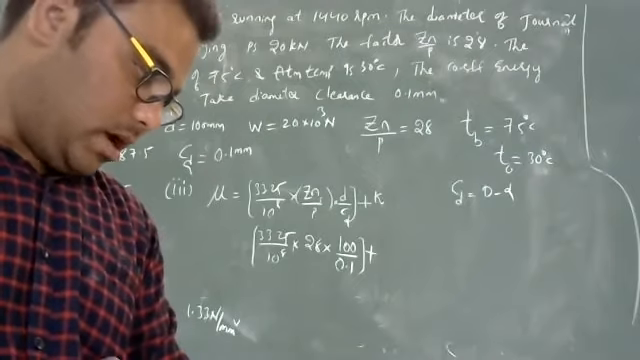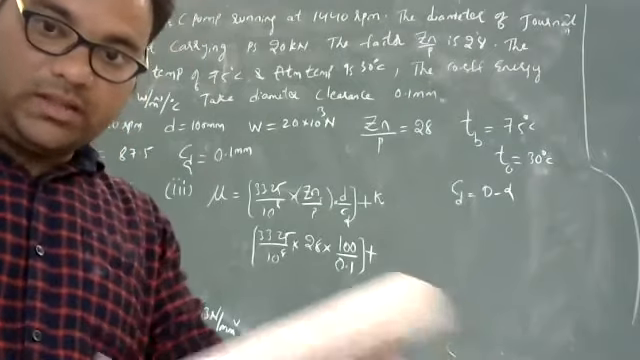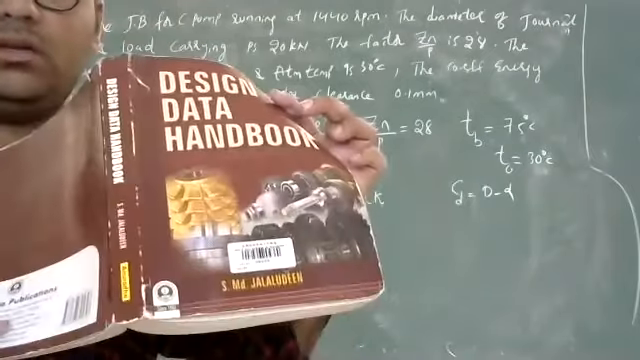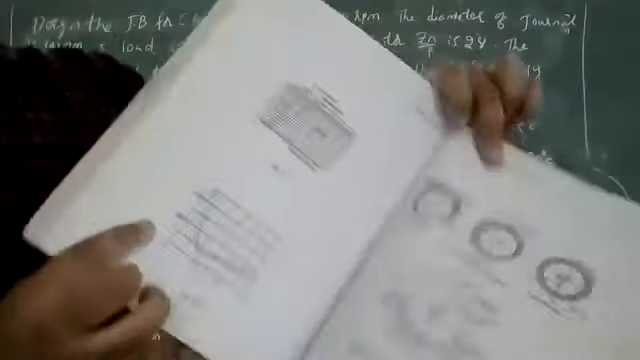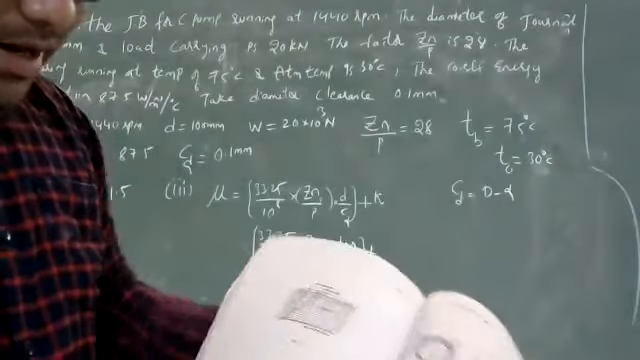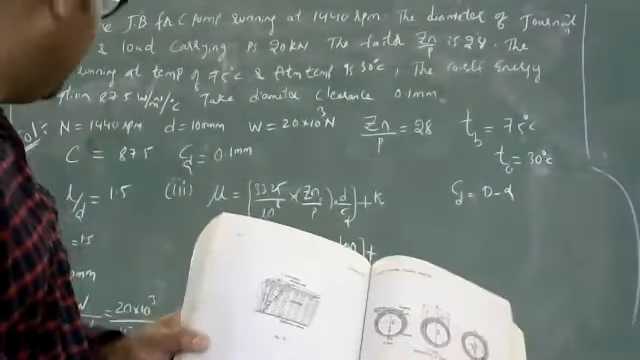Just wait. The page number is 19.24 in the Jalaluddin. In the Jalaluddin, you go to page 19.24 and see the correction factor. This is the correction factor. So the L by D ratio is how much? 1.5 is given.